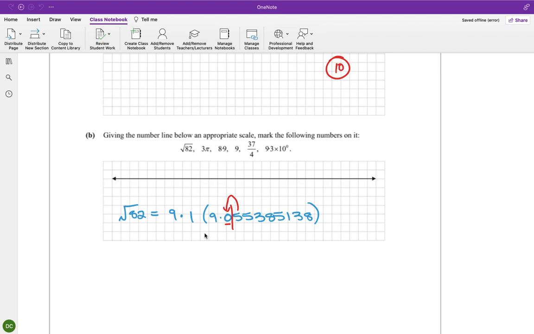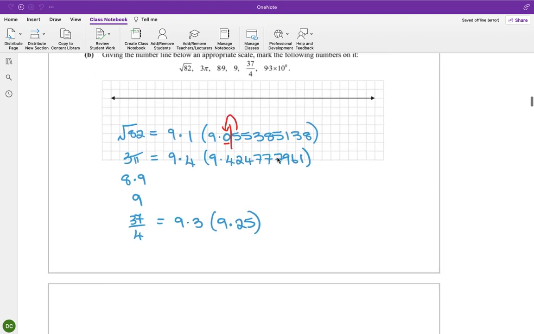3 pi. 3 shift pi equals, change. So 3 pi is 9.4 and the full number is 9.424961. Okay, the next one is a decimal, 8.9. The one after is a decimal, it's 9. 37 over 4. So it's 9.3, and what it actually is 9.25. I'm just going with one decimal place. And then this one, 9.3 by 10 to the 0.